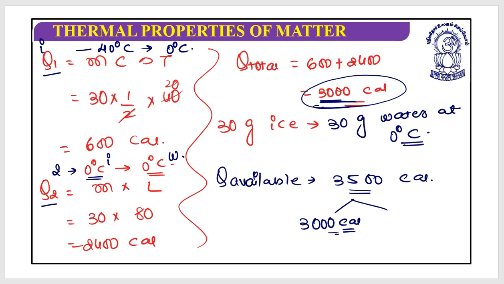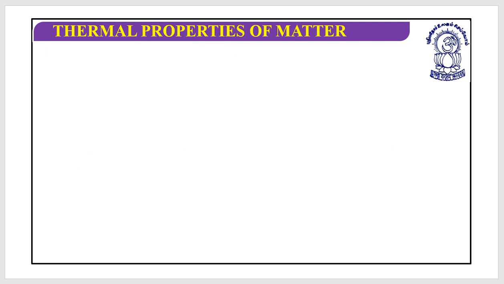So this will require 3000 calorie, but I have been left with 500 more calorie. What should I do with this? Yes, it's 500 calorie available. Even though we are going to do this, I still have the 500 calorie. So this 500 calorie will be used to increase the temperature of the mixture. How? Let's look.